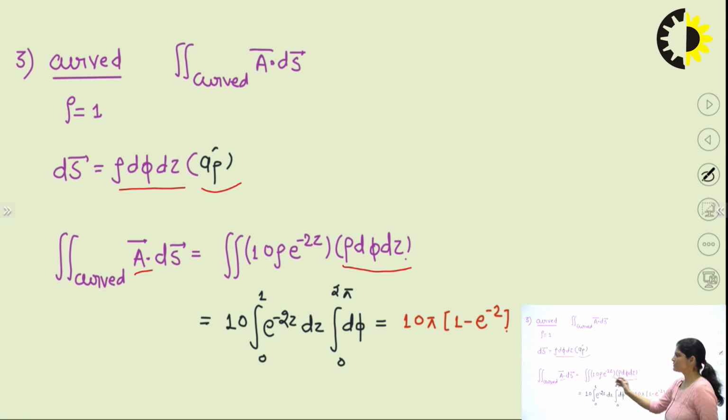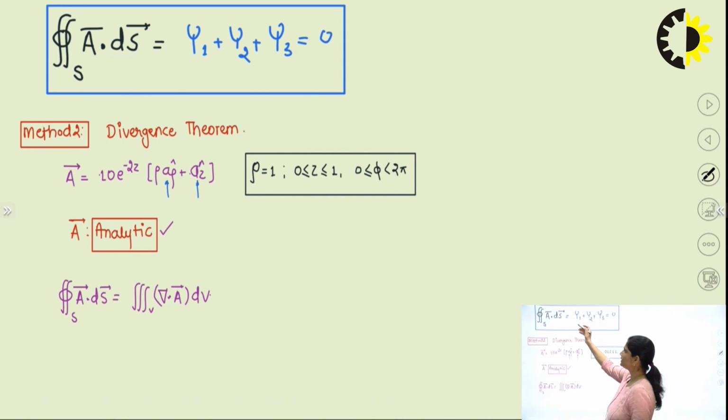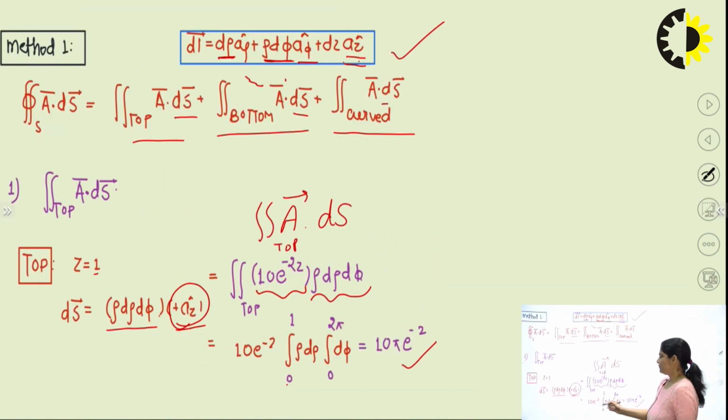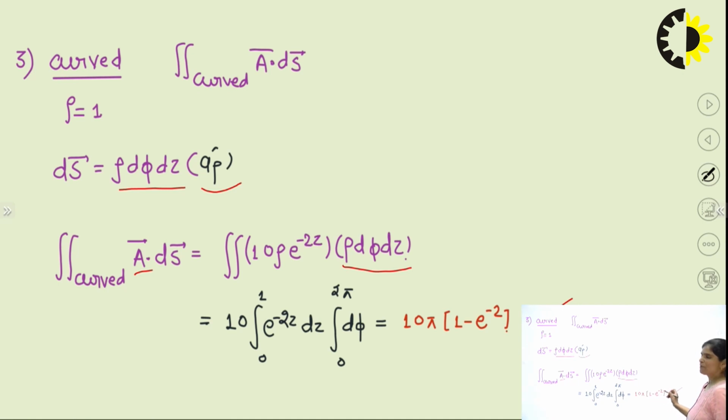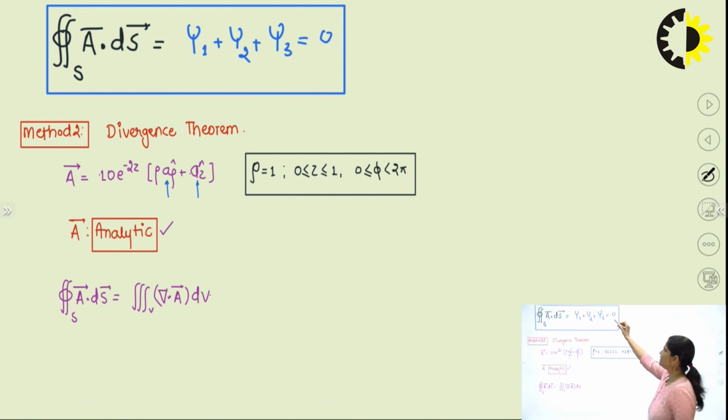Now you can integrate it by using this ds and A. For the limit of z, the lower limit is 0 and the upper limit is 1, so you can integrate it easily. And for phi, the limit varies from 0 to 2 pi, so you can easily integrate it, and you will get the result, that is equal to 10 pi in bracket 1 minus e to the power minus 2. So this is for the curved surface. Now we have done the top, bottom and curved surface. If you want to calculate the LHS, that is equal to top plus bottom plus curve. So you can note it down and calculate: flux 1 plus flux 2 plus flux 3 is equal to 0. You can check here, this is 10 pi e to the power minus 2, minus 10 pi, and 10 pi minus 10 pi e to the power minus 2. So you can add all these three, and you will get the result 0.